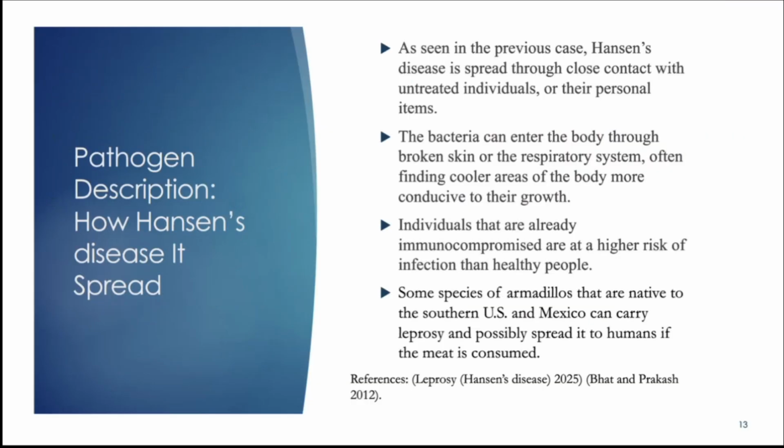As seen in the previous case, Hansen's disease is spread through close contact with untreated individuals or sharing their personal items. The bacteria can enter the body through broken skin or the respiratory system, often finding cooler areas of the body more conducive to their growth. Individuals that are already immunocompromised, like those who have HIV, are at a higher risk of infection than healthy people. Some species of armadillos that are native to the southern US and Mexico can carry leprosy and possibly spread it to humans if the meat is consumed.